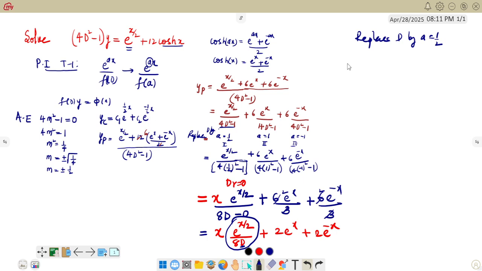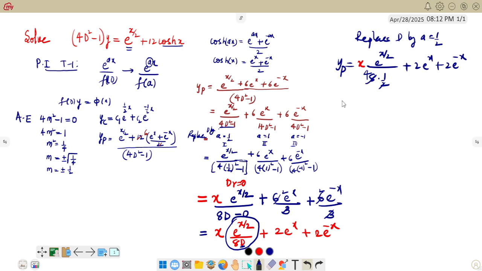Therefore, x is as it is. You keep it as it is, into e raised to x by 2 divided by 8 into D value, which is 1 by 2. You write the other two as it is: 2 e raised to x plus 2 e raised to minus x. This is 2 ones are 2, 2 fours are 8. So this itself is the particular integral. Okay, students, you must concentrate. The denominator is not equal to 0.